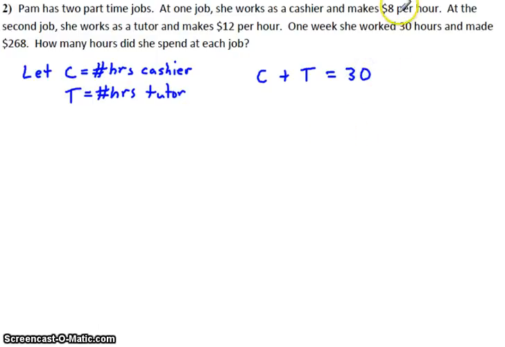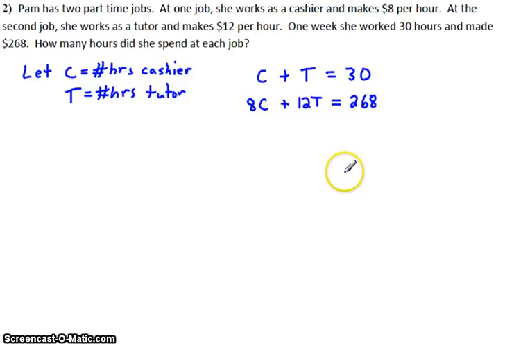The second one has to deal with how much she makes per hour. So if I take $8 an hour times the number of hours she worked as a cashier, that would be C, that would represent how much money she made as the cashier that week. I'm going to add that to the $12 per hour that she makes being a tutor. So 12 times the number of hours she tutored would give that money. And all of that together should equal this $268. And there's my 2 equations.